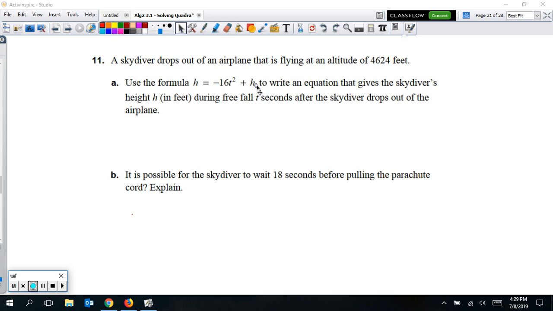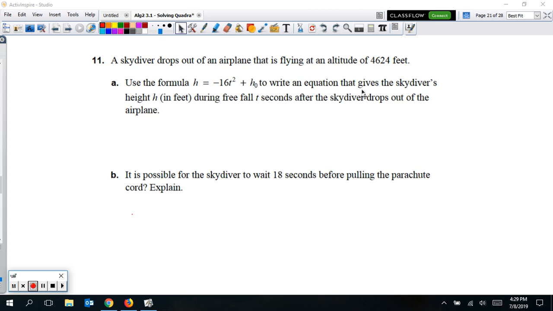Starting height would be h of 0. Whenever you see a little something of 0, that's always going to be your starting place or your initial value. In this case, it's the initial height or starting height. And then the t is talking about time in seconds. So what's the time in seconds here? It says to use this formula to write an equation.